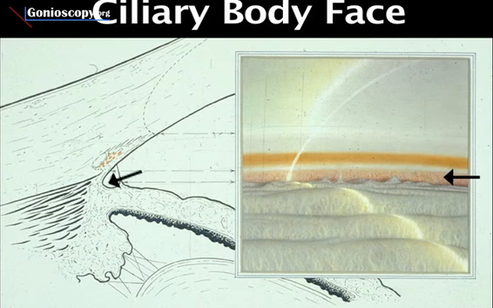The ciliary body face can be many different colors. It tends to be wider in myopic individuals. It's wide in aphakia and pseudophakia, and it is pathologically wide in angle recession glaucoma.